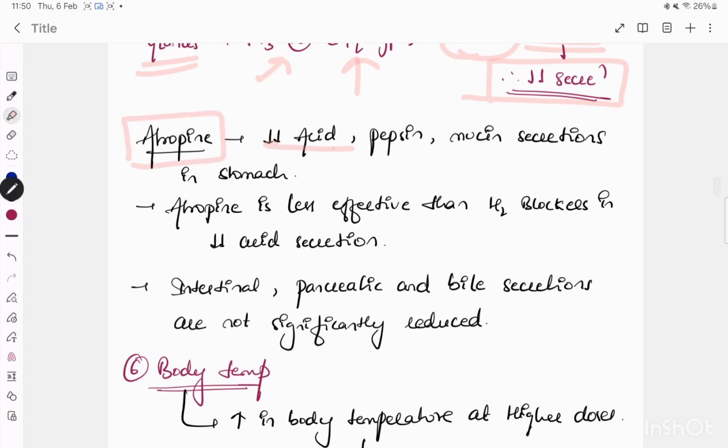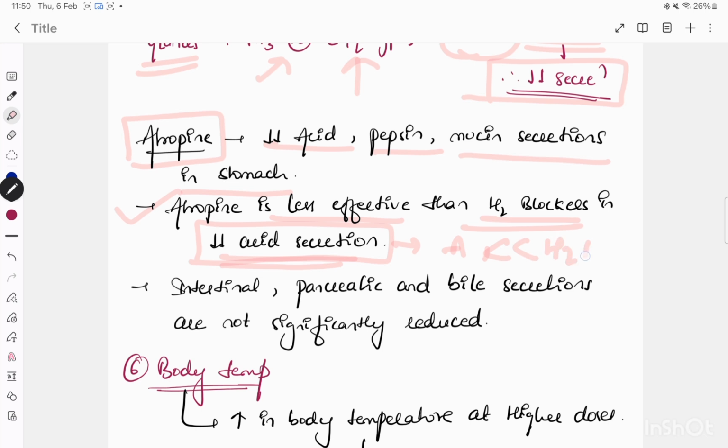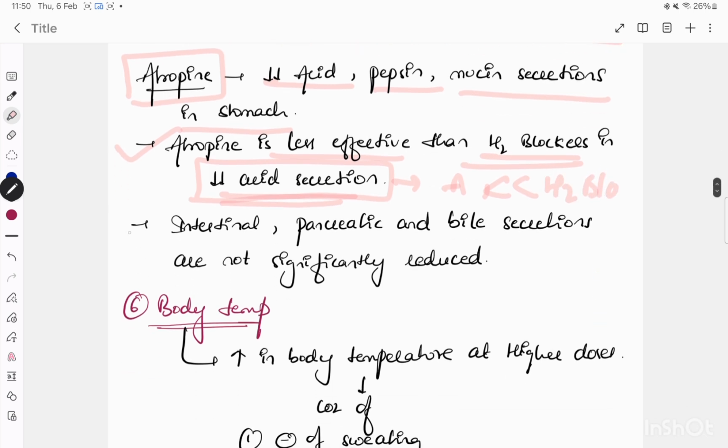Next, atropine also decreases acid secretion, pepsin secretion and mucin secretion in the stomach, but it is obviously less effective than the H2 blockers, that is histamine blockers, in decreasing acid secretion. That is, if I have to decrease acid production, I will not be using atropine. Instead of atropine, I use H2 blockers because they are more effective and have fewer side effects. Intestinal, pancreatic and bile secretions are not significantly reduced.